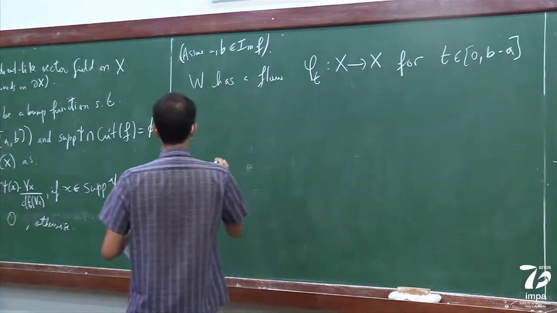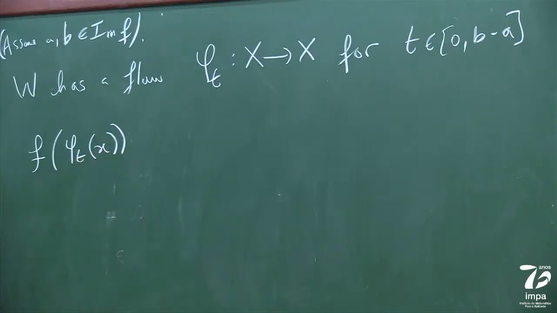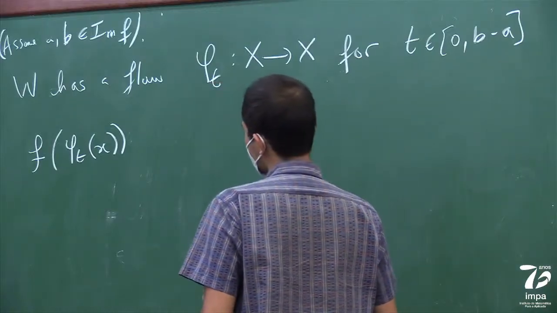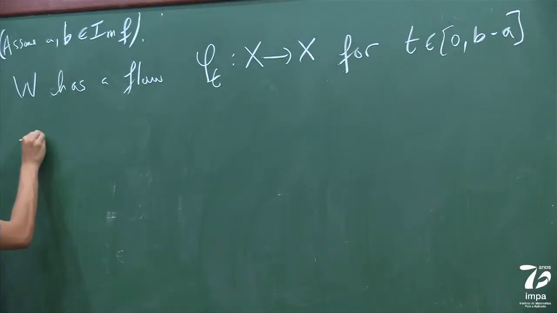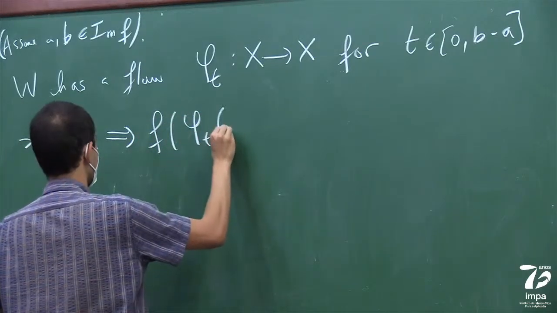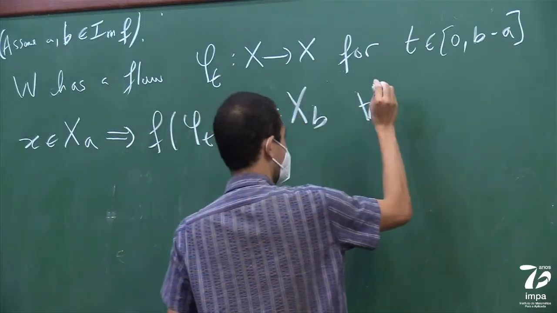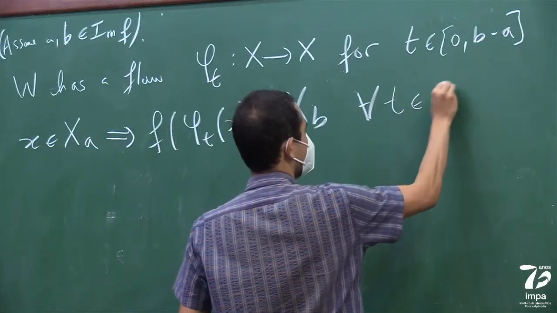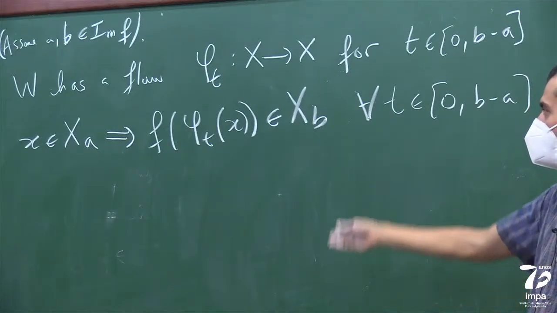So how do you show that doesn't happen? What I would like to do is compute f of the flow of a certain point. And I want to show that that's still between A and B. So I'm going to show that if you start with something between A and B, so the first thing that I'm going to show is that if x belongs to xa, then f of phi t of x belongs to xb for every t in this interval. So I can actually flow by time all the way up to b minus a, and I will still land in xb.